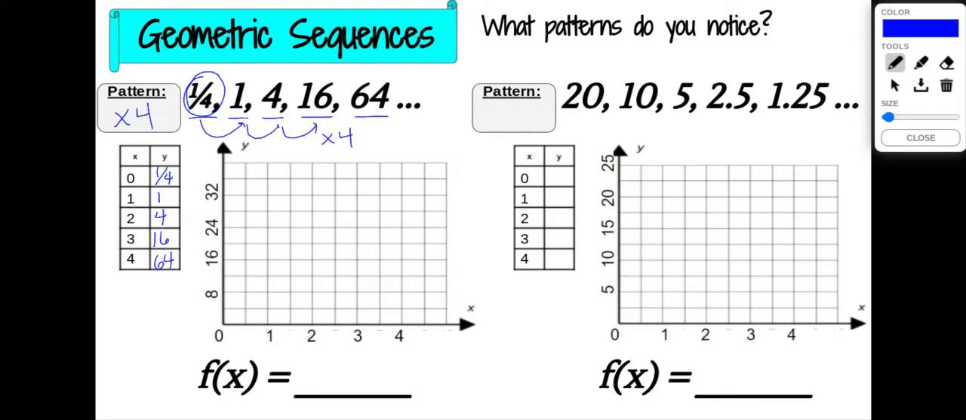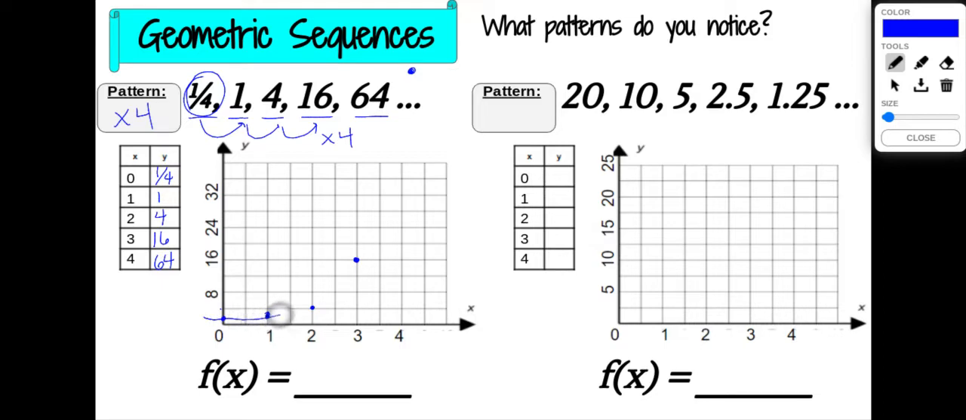Okay, now let's graph it and see what type of line it's going to make. So 0, 1/4, right about here. 1, 1, it's way down here. 2, 4, well, 4 is halfway between 0 and 8. 3, 16, whoa, now we're getting up there. 4, 64. Oh my gosh, we're way off, way up here if you can even see that.